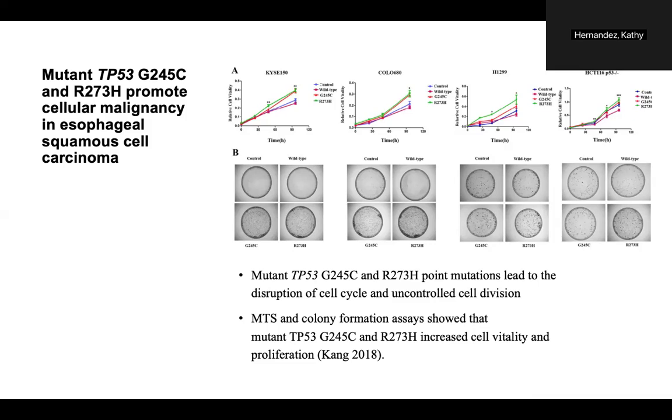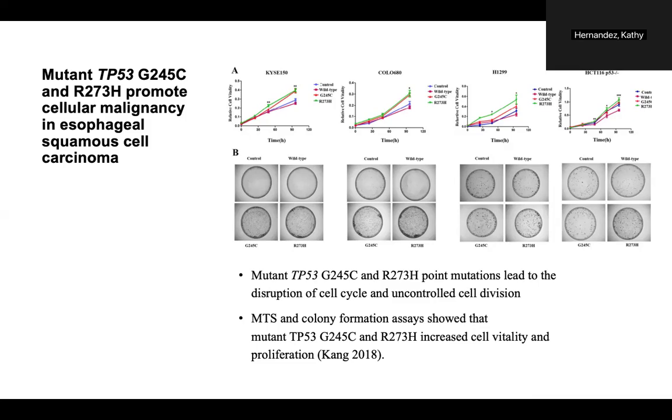In figure 2A and 2B from this article, MTS assays were used to test the impact of mutant TP53 on cell proliferation. The different characteristics of various TP53 transiently transfected cell lines were analyzed. The different names of the cell lines are on part A: KYSE150, COLO680, H1299, and HCT116 P53.